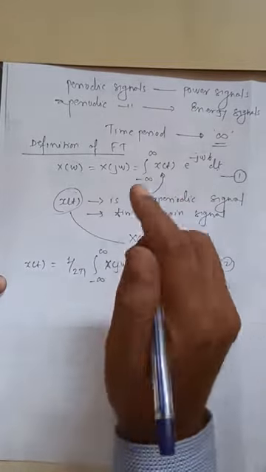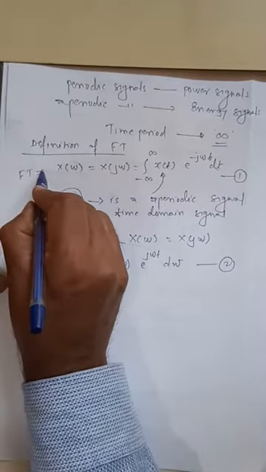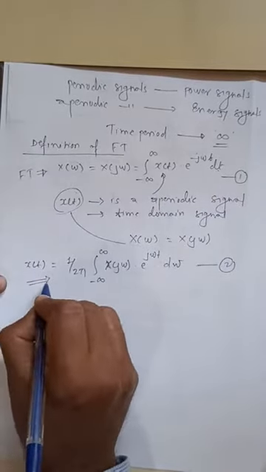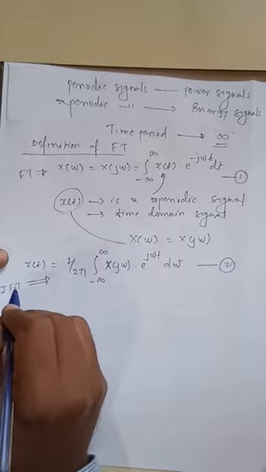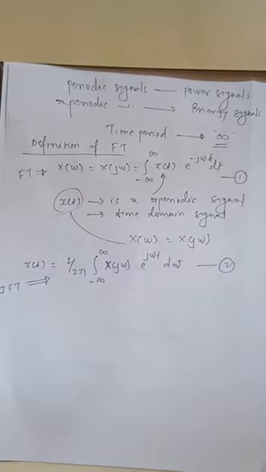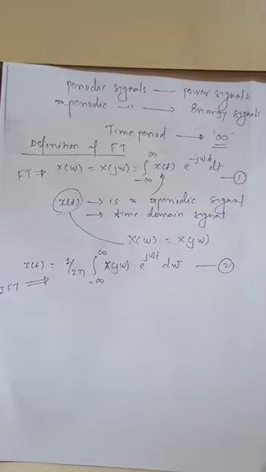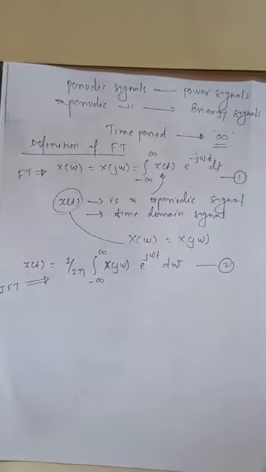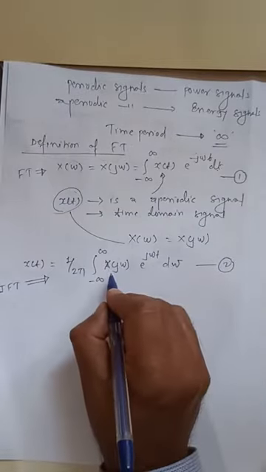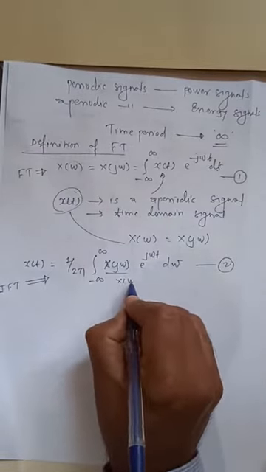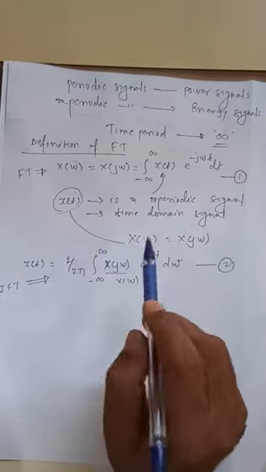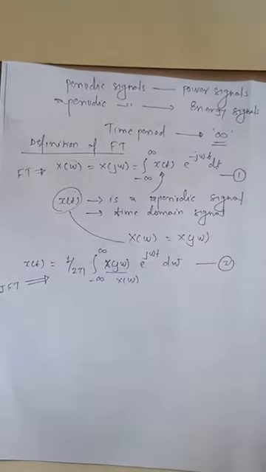This is called the Fourier transform, abbreviated as FT, and this is called the inverse Fourier transform, IFT. Equation number 2 represents the inverse Fourier transform, and equation 1 represents the Fourier transform, that is the definition of the Fourier transform. You can write x of j omega or x of omega, no issue. Whichever convention you are using, it does not matter.